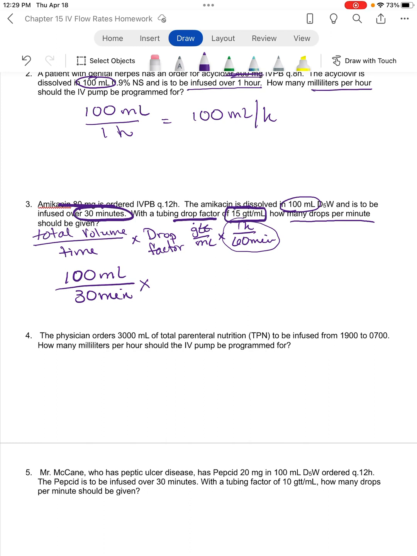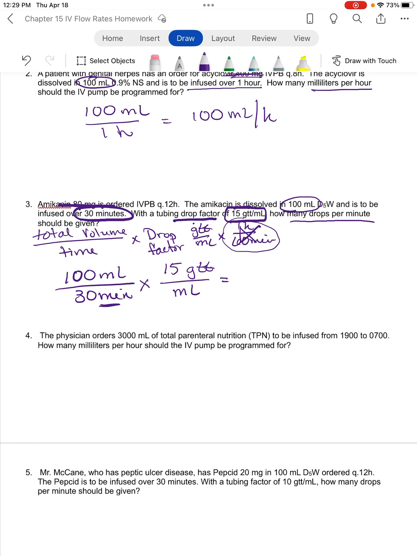With manual IVs, your drop factor is determined by the diameter of your IV tubing. And on the packaging of the IV tubing, it'll tell you what the drop factor is. It'll either be 15 drops per milliliter, 20 drops per milliliter, 10 drops per milliliter, or 60 drops per milliliter. In this case, it's times 15 drops per milliliter. Since my time is in minutes, I don't have to do the time conversion this time.